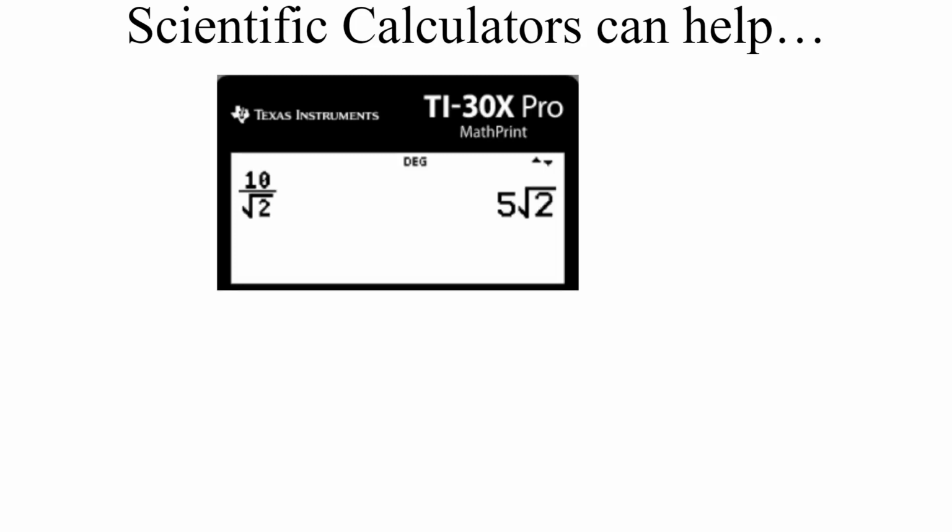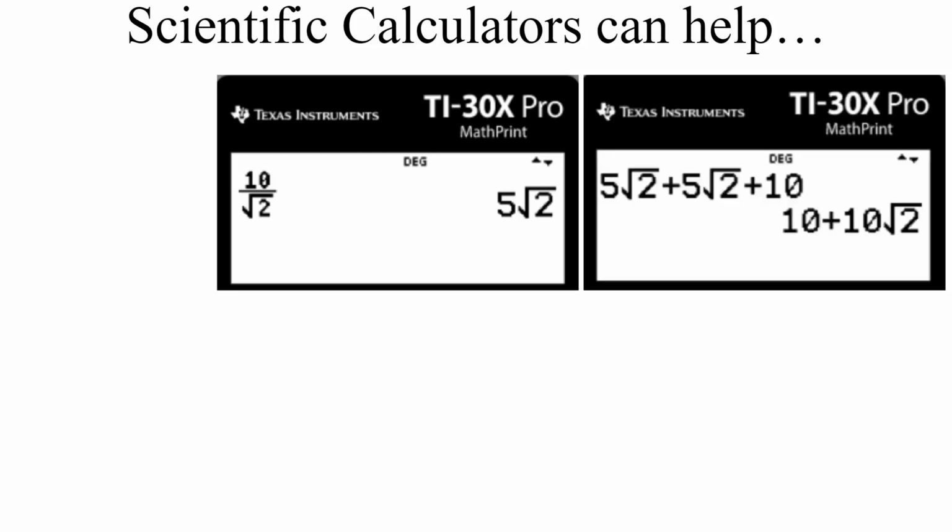So scientific calculators can be a big help for all the radical math that comes with these questions. This one wasn't so bad, but we're going to do harder ones later. 10 divided by root 2 is 5 root 2. And 5 root 2 plus 5 root 2 plus 10 is 10 plus 10 root 2. A calculator would have saved you a little bit of time, a little bit of stress.